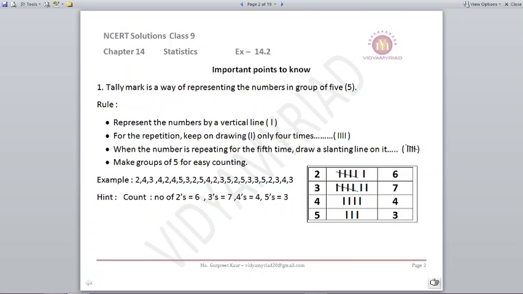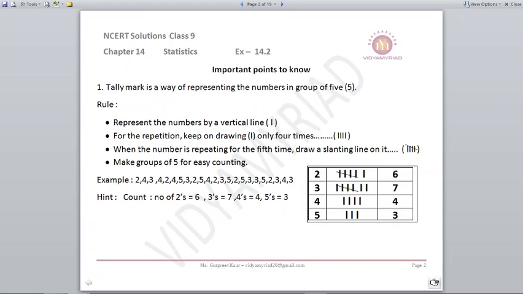Now we will understand this with the help of an example. I have written an example which consists of numbers 2, 3, 4 and 5, with repetition. When you frame a table, you will write 2, 3, 4, 5 in one column. In the next will be tally marks, and in the next will be the frequencies, or how many times that number is appearing in that information.